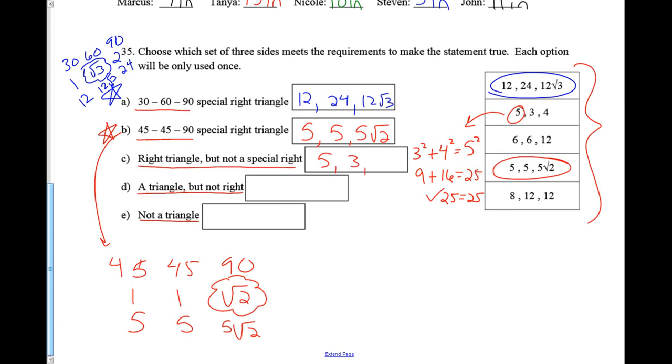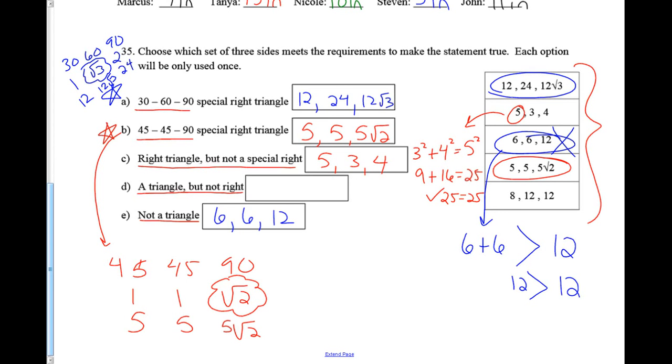5, 3, 4. So the next one we're looking at is this 6, 6, 12. So the question is, it's not a right triangle. I just have to decide, is it a triangle? If I add the two smallest sides, that should be bigger than the biggest side. Is 12 bigger than 12? The answer to that is no. This is not a triangle. So that would go right here.